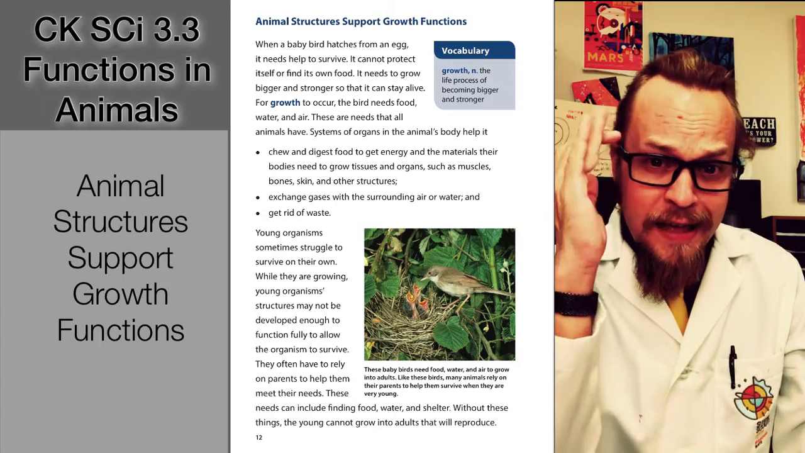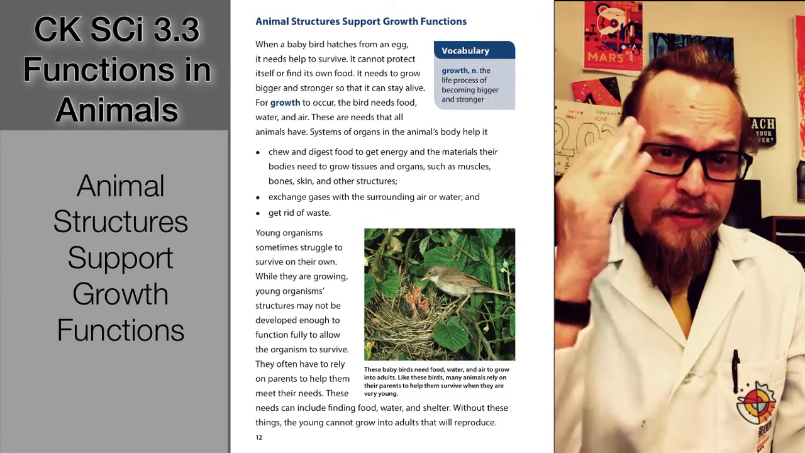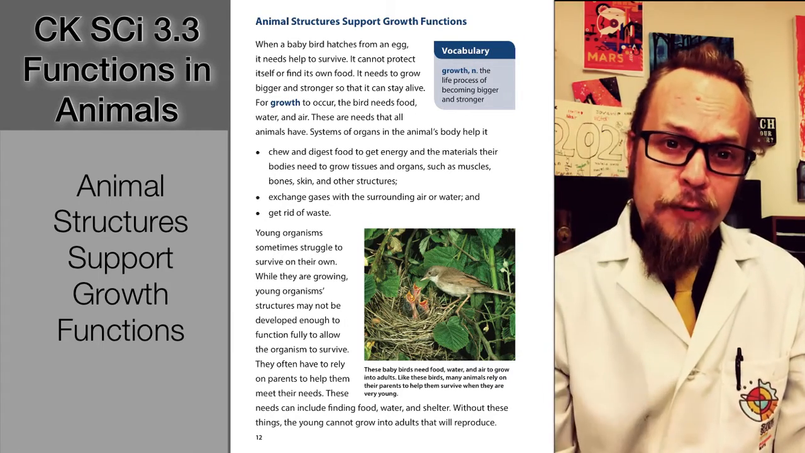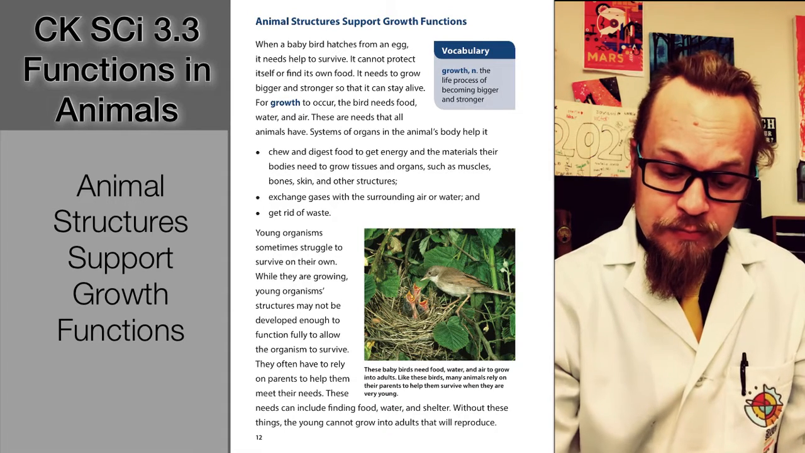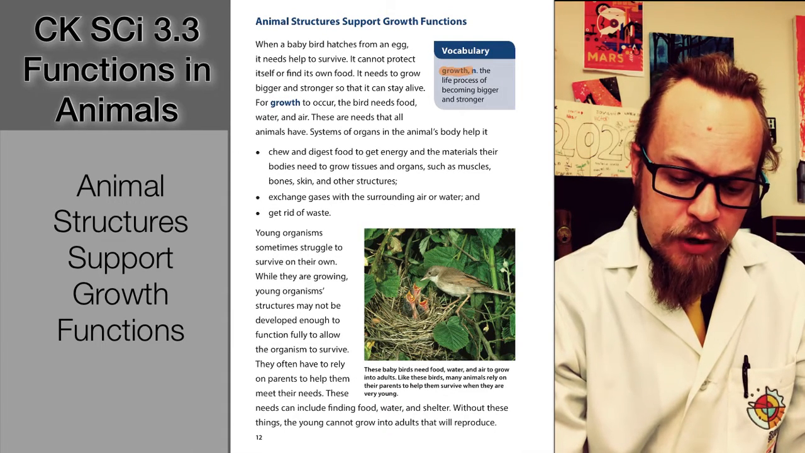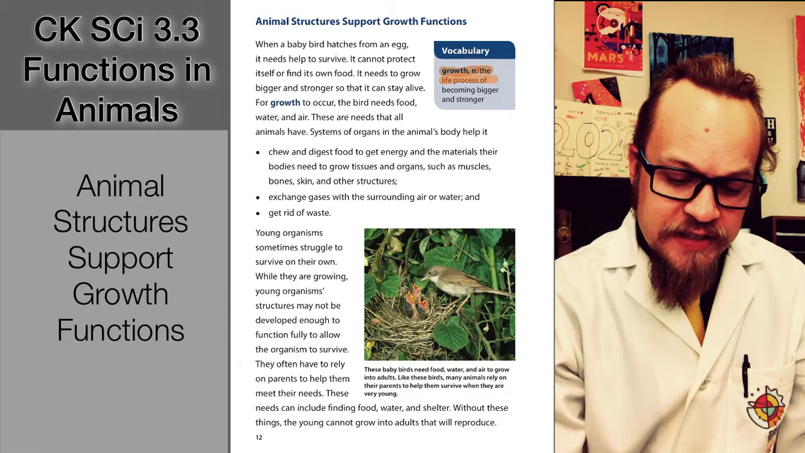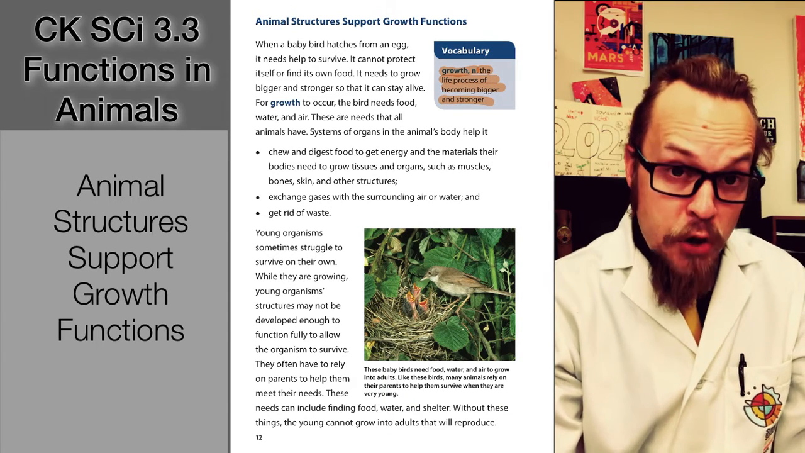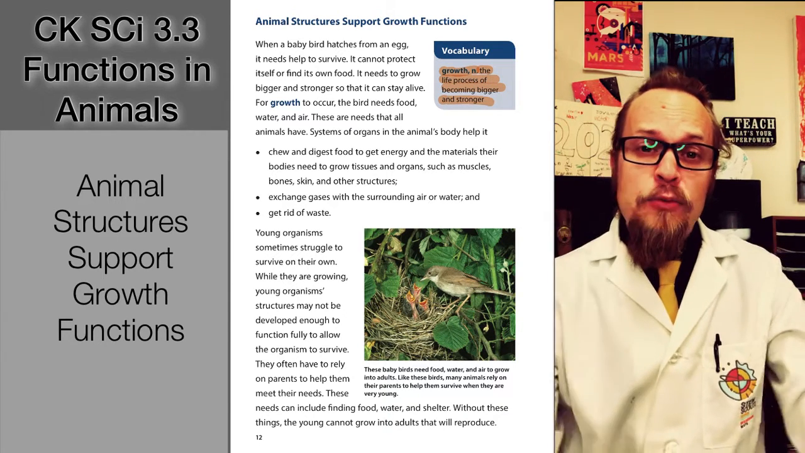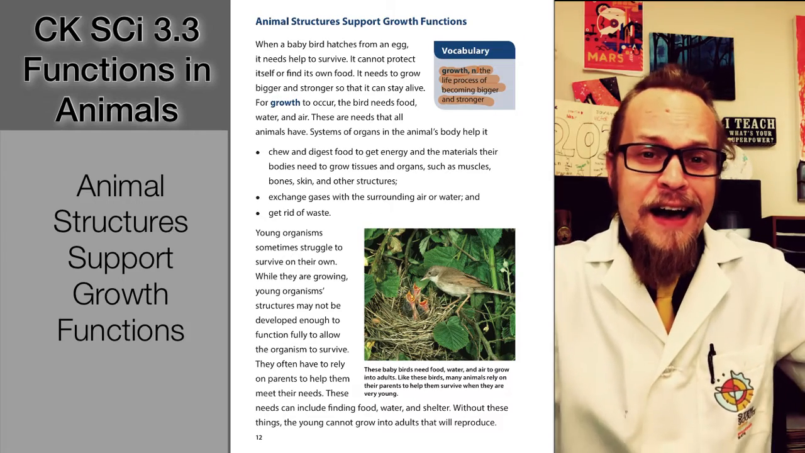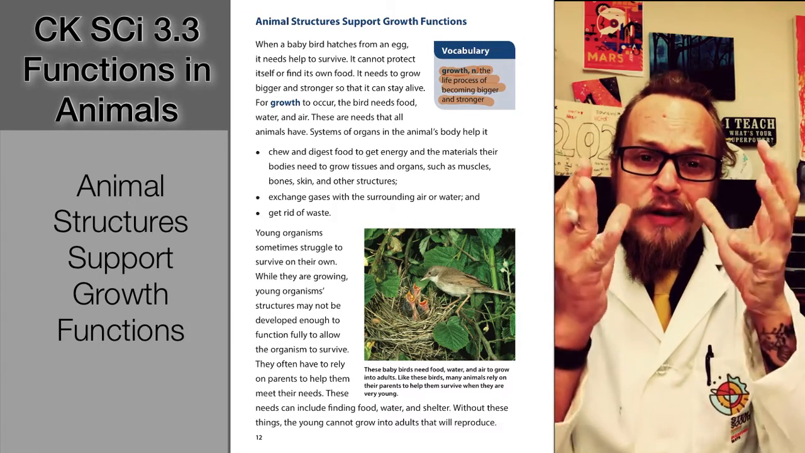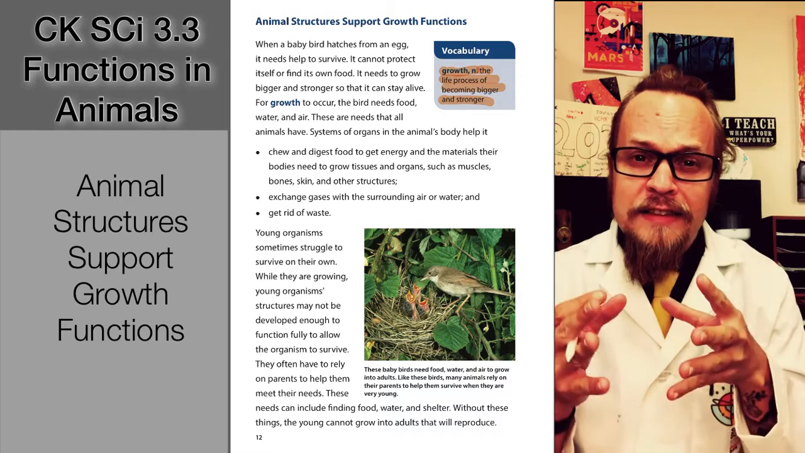Okay? Moving on to our page 12 here, we have another vocabulary term, and every time I see a vocabulary box, my eyes go straight to that so that I can understand beforehand what I'm getting into. So the vocabulary for this is growth. Growth is the life process of becoming bigger and stronger. And every single one of you is in a highly important growth development stage at this point.